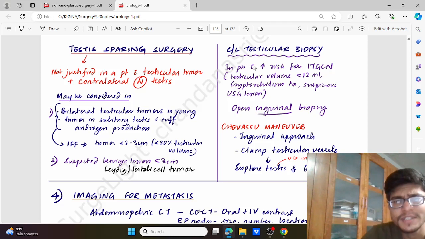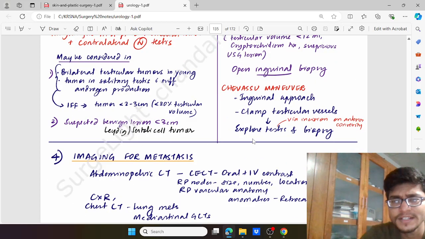Contralateral testicular biopsy in patients with increased risk for intratubular germ cell neoplasia, or testicular volume less than 12 ml, cryptorchidism, or suspicion on ultrasound. And here we go for open inguinal biopsy through the inguinal approach: clamp the testicular vessels, explore the testis and take a biopsy.